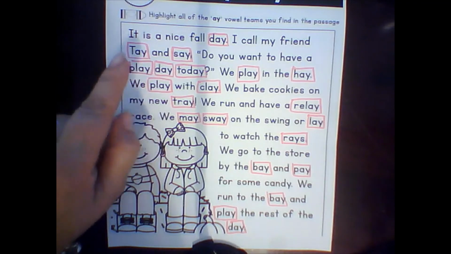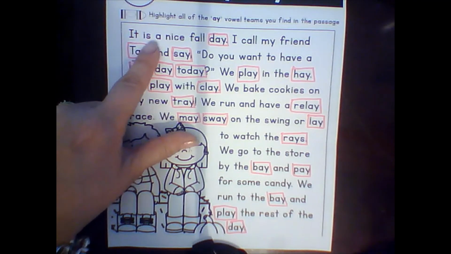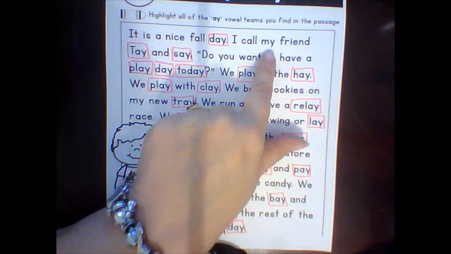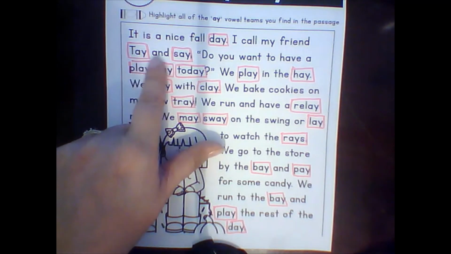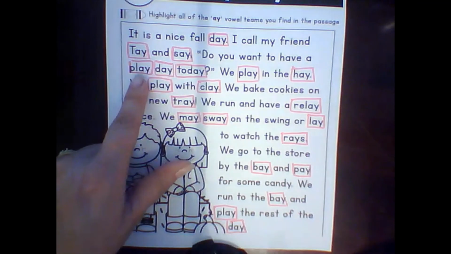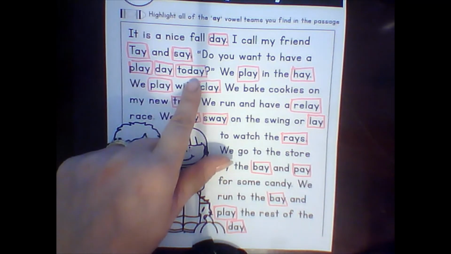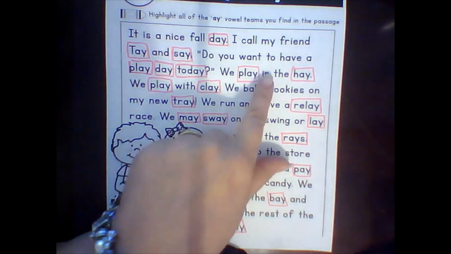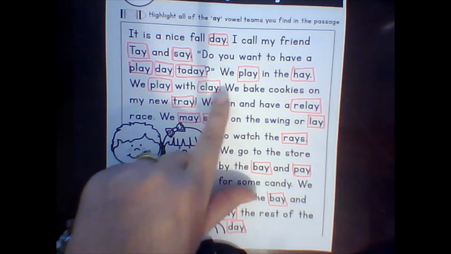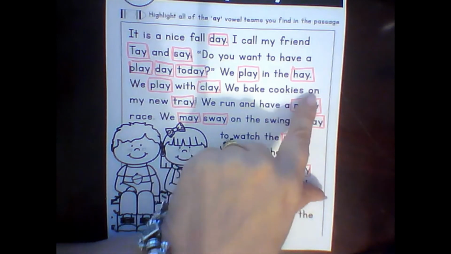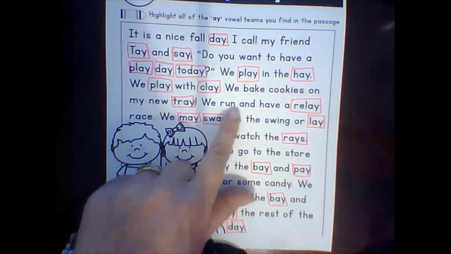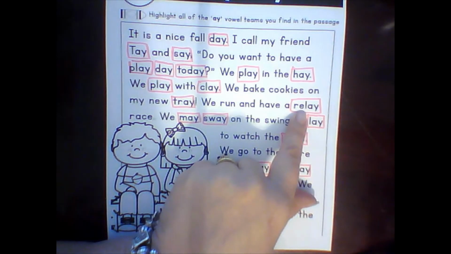Let's read it again to make sure. It is a nice fall day. I call my friend Tay and say, do you want to have a play day today? We play in the hay. We play with clay. We bake cookies on my new tray. We run and have a relay race.